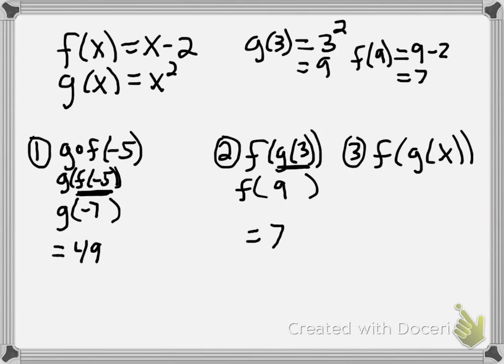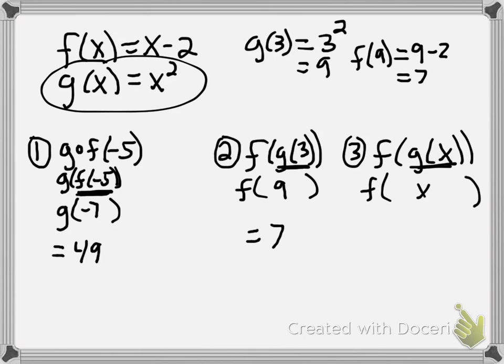Okay, so back to number 3. Again, we're going to do our innermost parentheses first. So we're going to do g of x. Now, in these cases, x is not specified to be a certain number. So in that middle space, you're just going to put g of x. Well, we know from up here that g of x is x squared, so you're just going to put an x squared in that space.